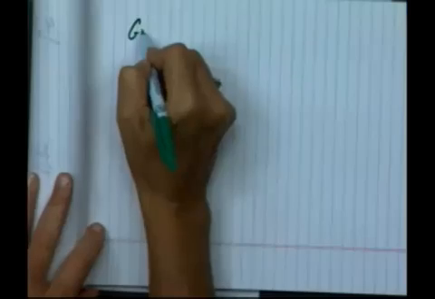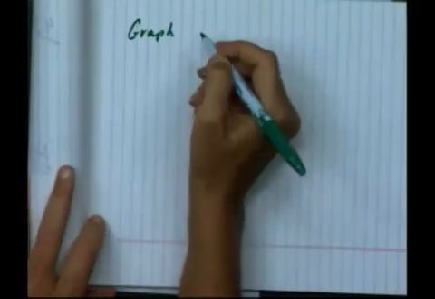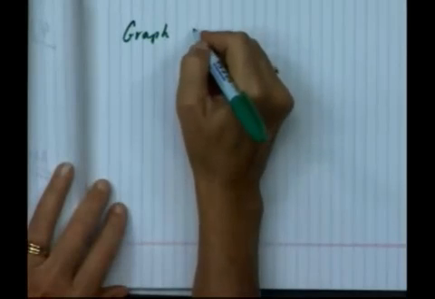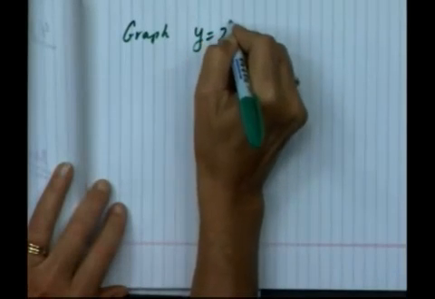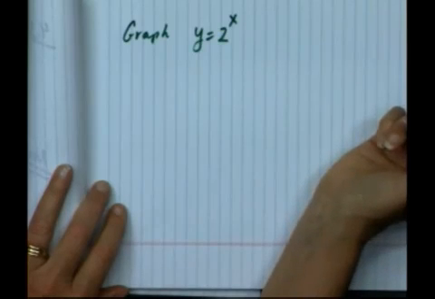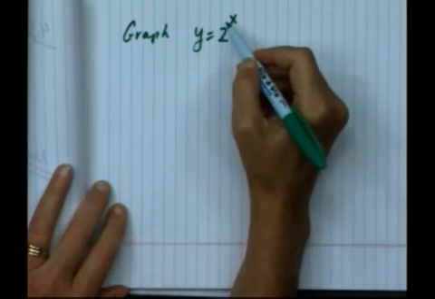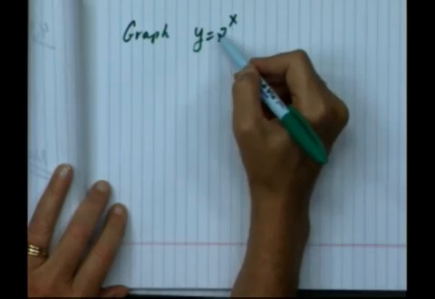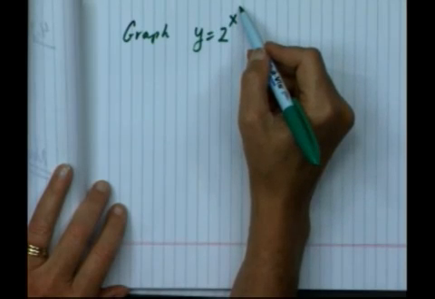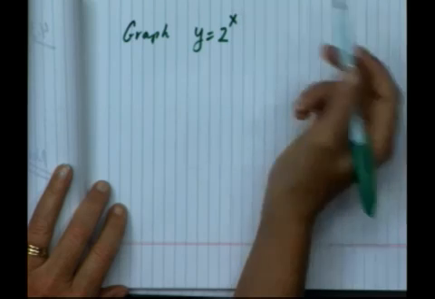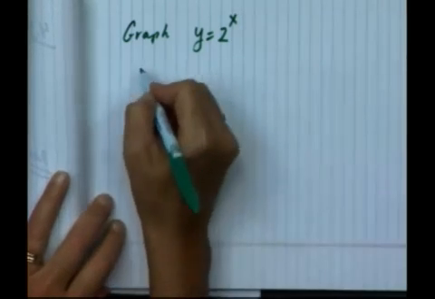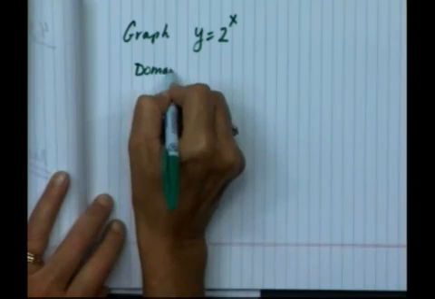What we want to do is graph a simple exponential function. We're going to graph y equals 2 raised to the x. This is an exponential function. The base is a constant. The exponent is a variable. Okay? All right. What would you say is the domain for this function?